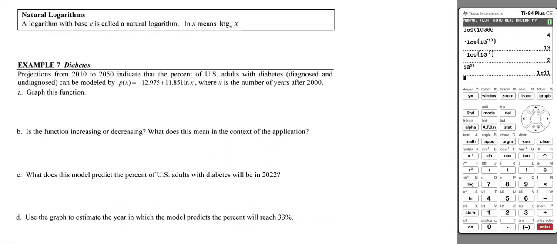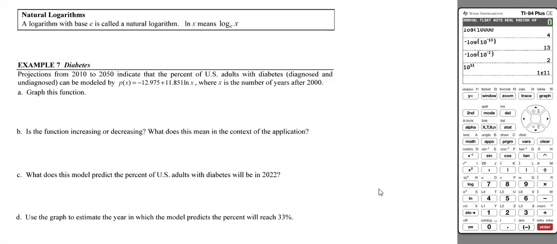Now on natural logarithms. A logarithm with base e is called a natural logarithm. Natural log of x means log base e of x. This is the same e that we talked about in exponential functions, base e. It's the Euler constant. Natural log on your calculator is right here. You can see the e to the x we used in the last section is underneath of that as the second function of that button.